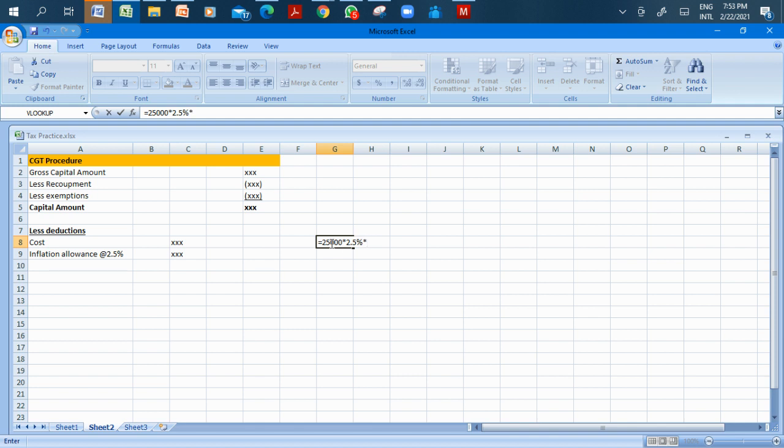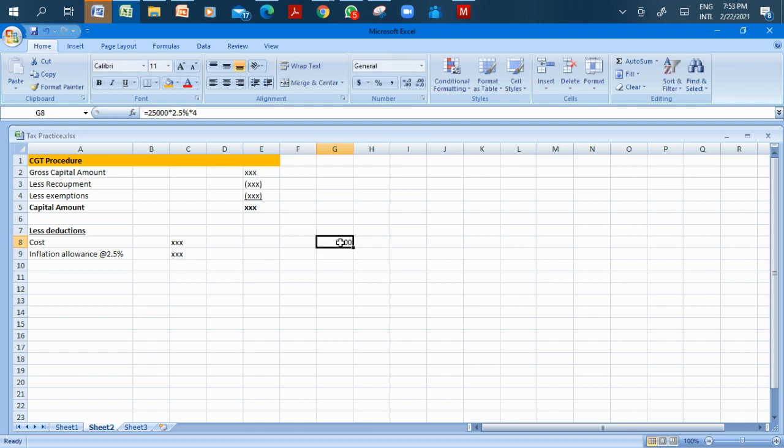So we say 2018, 2019, 2020. We don't consider the months that we use the asset. We just count the whole year. Even if the asset was acquired on 22 December 2018, we just allow the whole year. The same applies in 2019, the same applies in 2020. Then 2021, when we are now selling the asset, we just count the whole year, even if we sell the asset on 2 January. So we say 2018, 2019, 2020, 2021. So we have 4 years here.